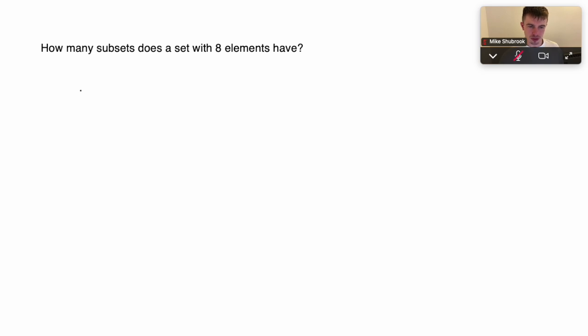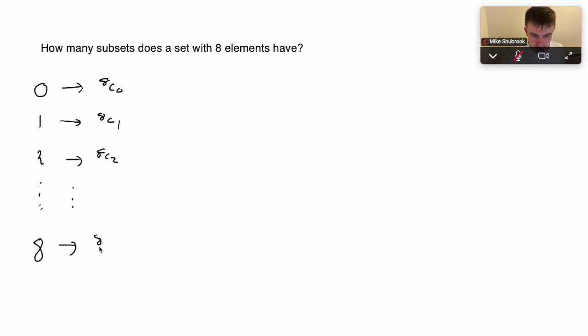So how many subsets does a set with 8 elements have? So we can choose subsets of size 0, size 1, size 2, and so on, all the way up to size 8. And for each subset, I can choose from 8 possible elements of the original set. So for the subset of size 0, I have 8 options and I can choose 0 of them. For the subset of size 1, I have 8 options and I can choose 1. The subset of size 2, I have 8 options and I can choose 2, and so on, all the way up to the end when I have 8 options and I choose all 8 of them.